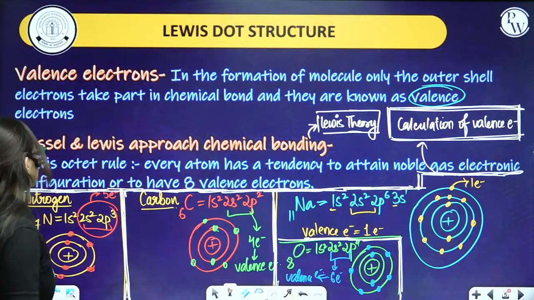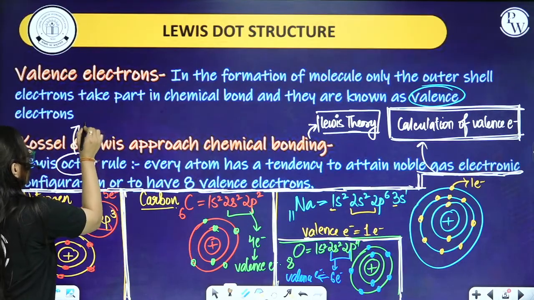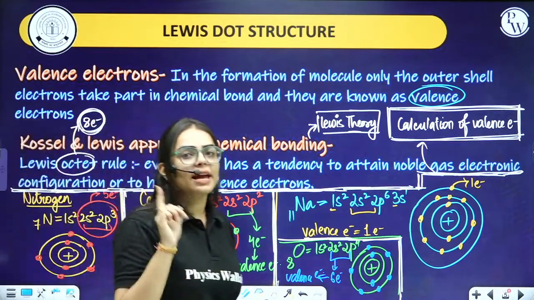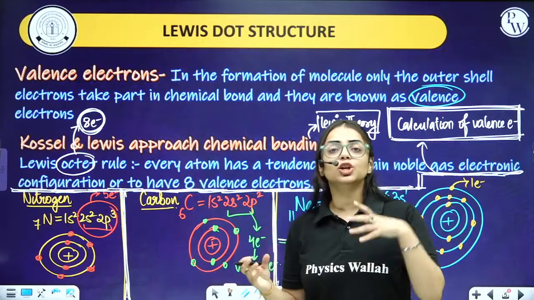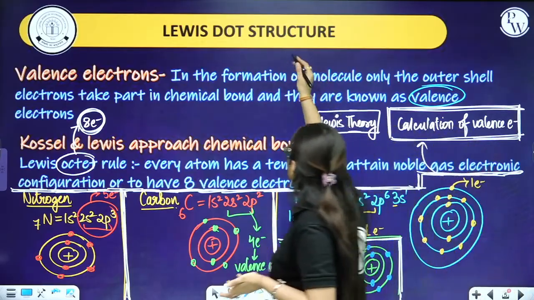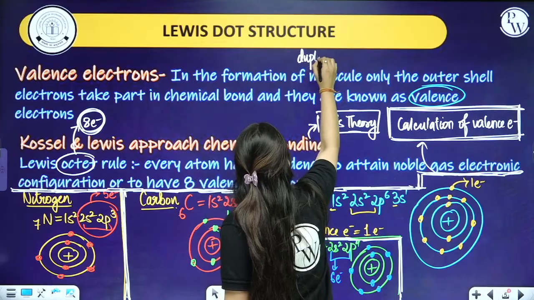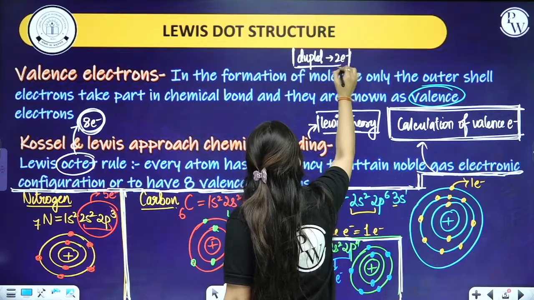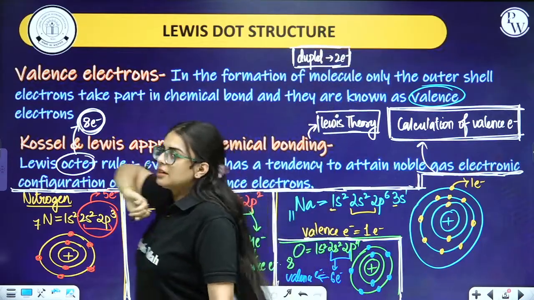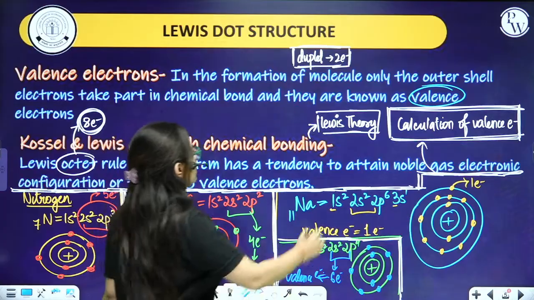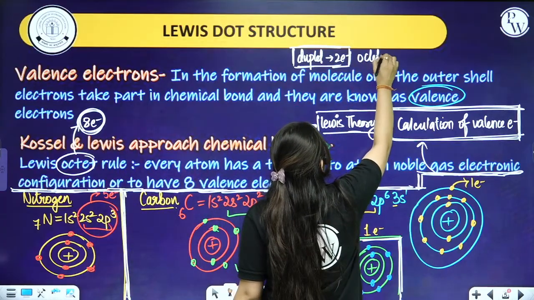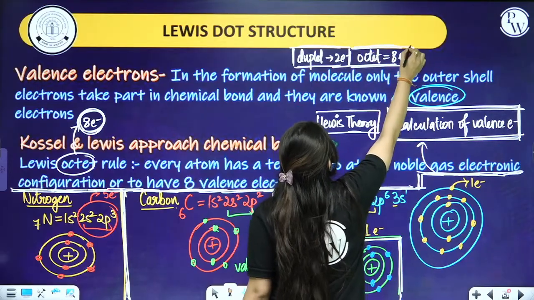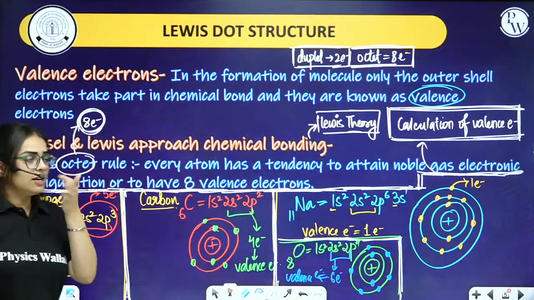Lewis octet rule. Now what is an octet? Octet basically refers to 8 electrons. In some cases you will see a duplet. Duplet basically is 2 electrons. I'm mentioning it over here if you don't know. Let us write octet also over here so that you can write every key concept. Octet is how many electrons? 8 electrons.